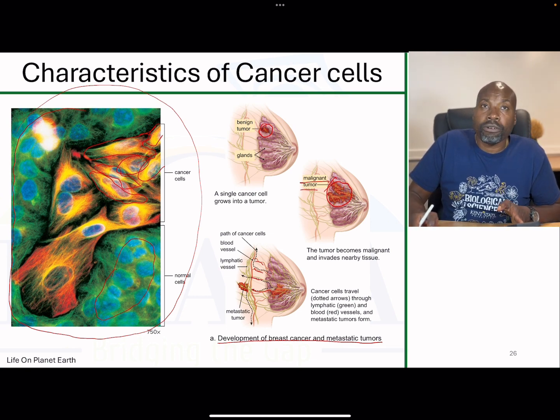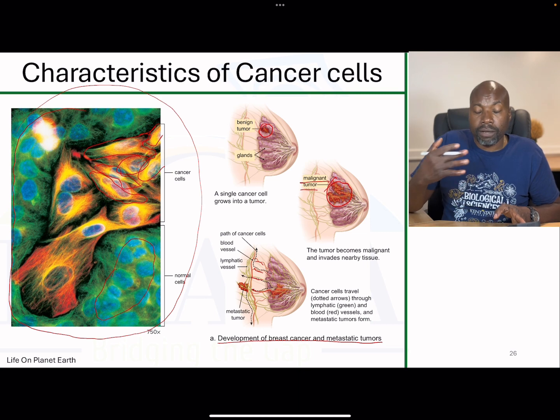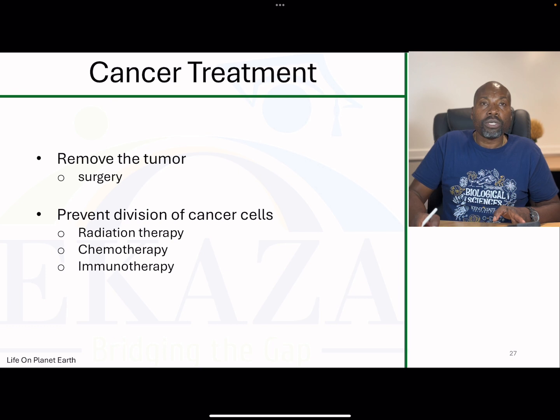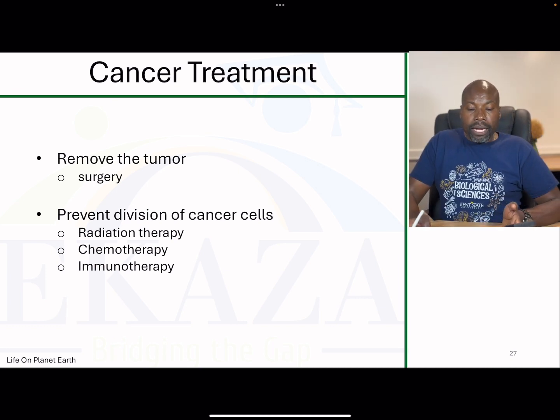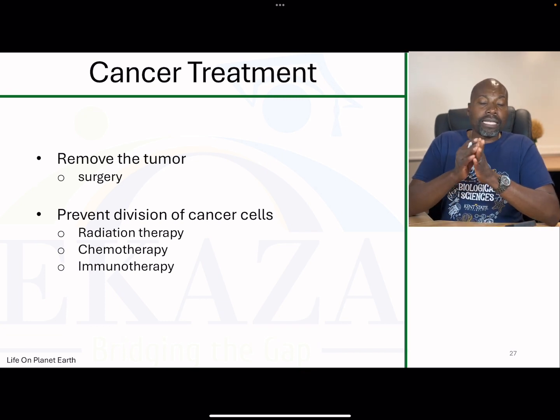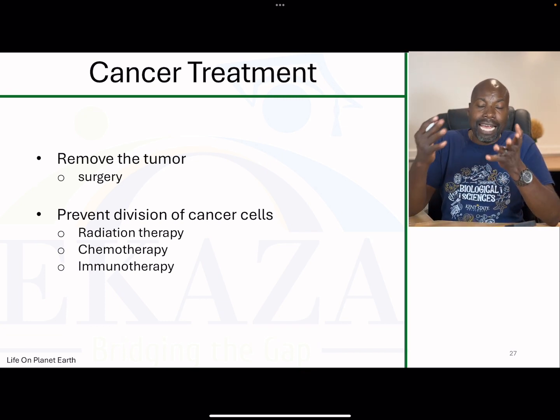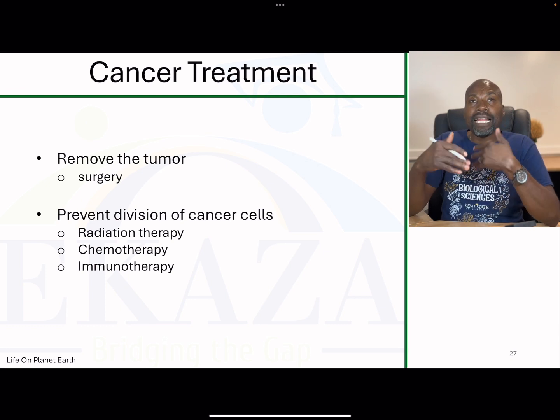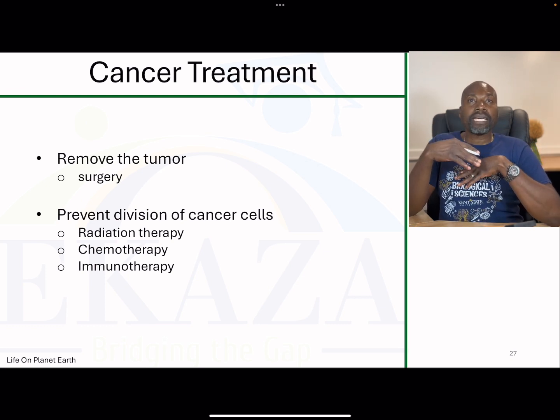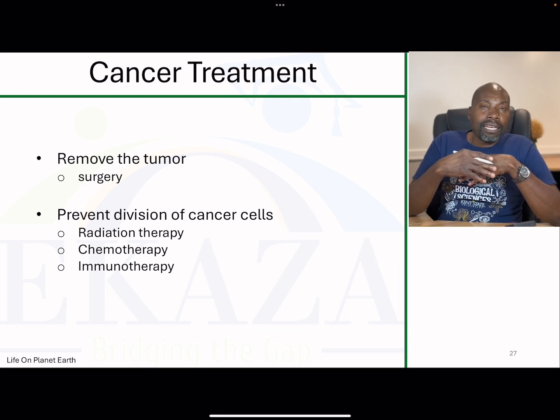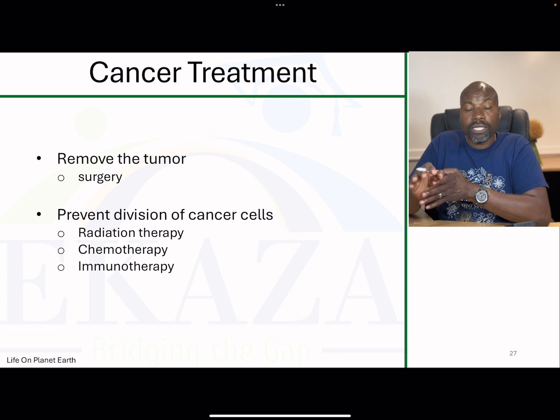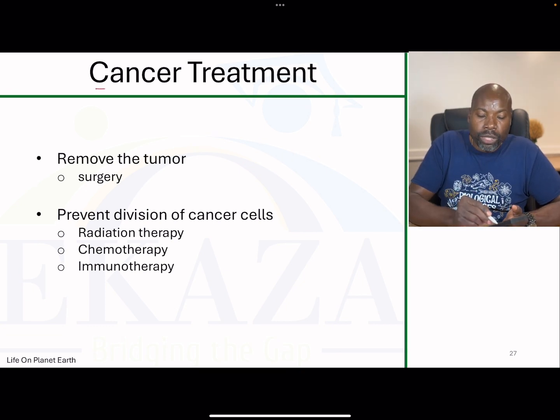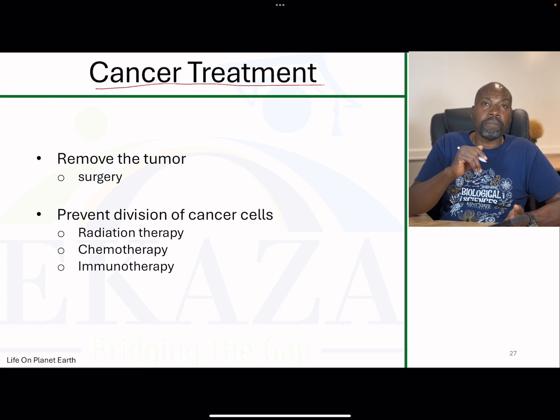But what can we do to prevent cancer? We talked about how cancer happens, but what can we do to prevent it? To prevent cancer, we have to basically live a healthy life, right? That healthy life requires making some lifestyle choices, right? Maybe before we dive into those lifestyle choices, let's first address the treatment, because when you have it, you have to treat it.